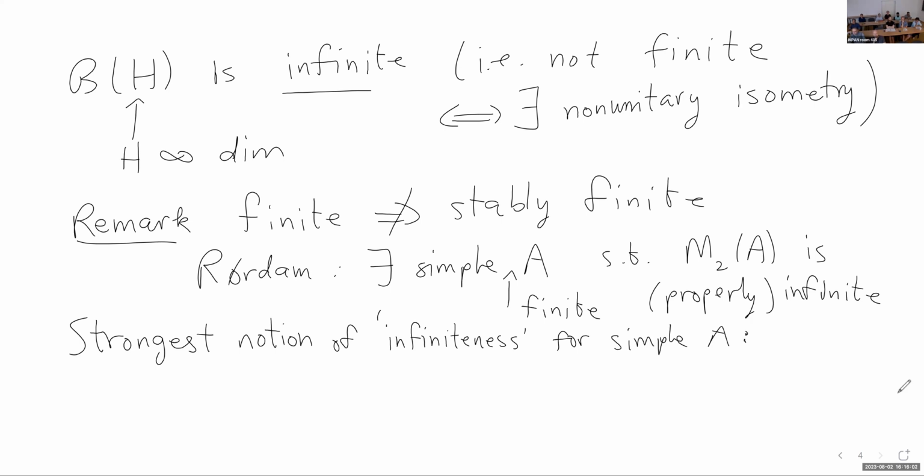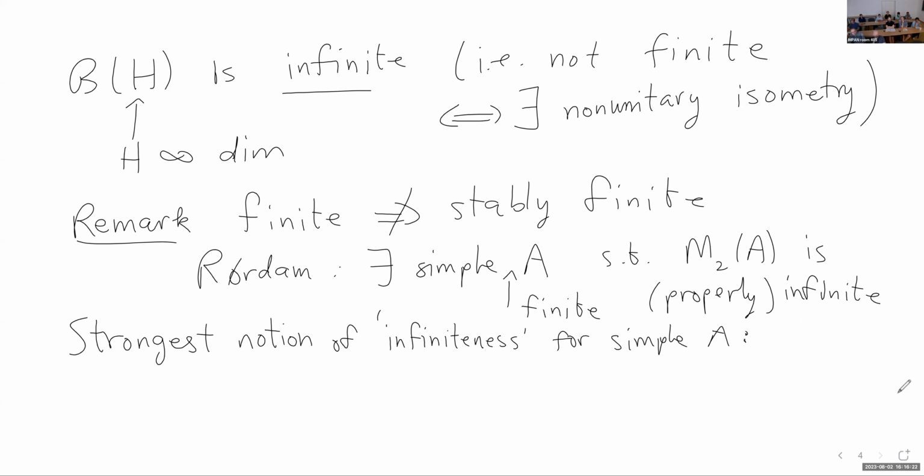I'm saying this for simple A. The notion of pure infiniteness makes sense also for non-simple C-star algebras, but there are a bunch of different ways you can define pure infiniteness. It turns out they're all equivalent for simple C-star algebras, and then it's a question of which one you want to choose in the non-simple case. So let's not worry about that, and let's just restrict to simple C-star algebras.